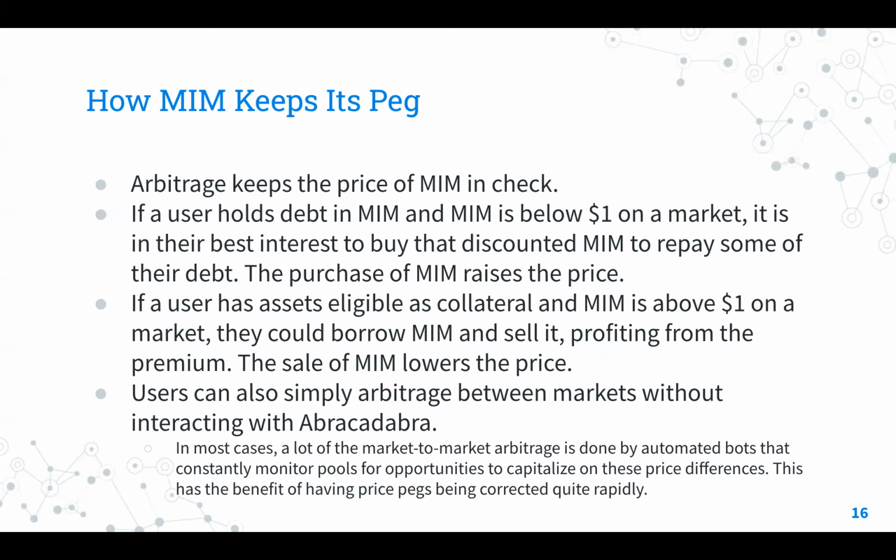On the other hand, if a user has assets eligible as collateral and MIM is above $1 on a market, they could borrow some MIM and then sell it, profiting from the premium. That sale of MIM will lower the price of MIM towards $1. And so users can simply arbitrage between markets without interacting with Abracadabra, like I was mentioning before.